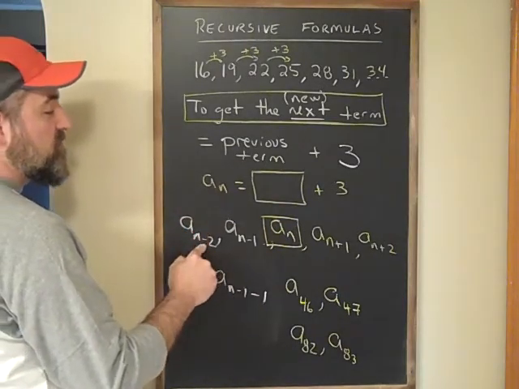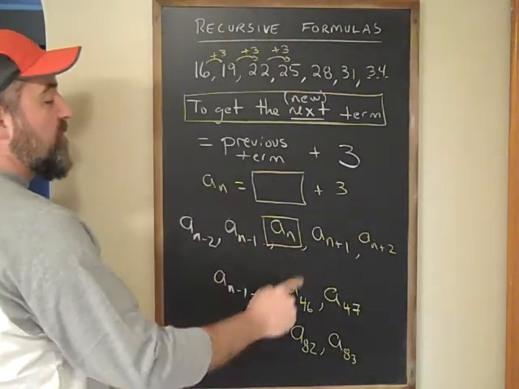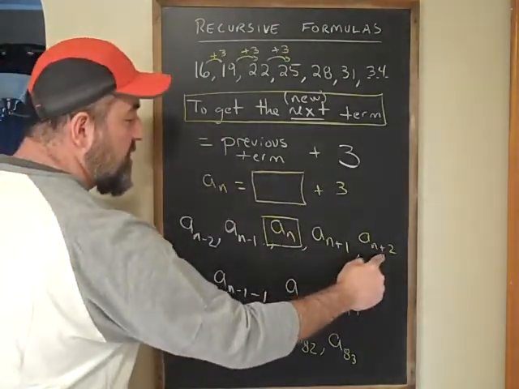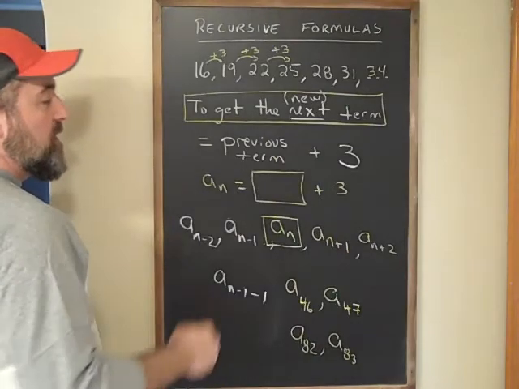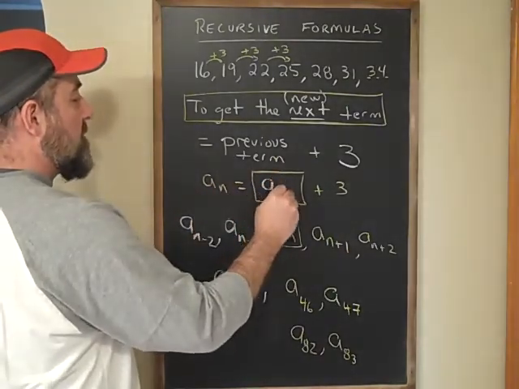This is the term that's 2 terms before this term. This is the term that's 1 term before that term. This is the term 1 term after that. This is the term 2 terms after that. So how do I say the term before a sub n? I say a sub n minus 1.